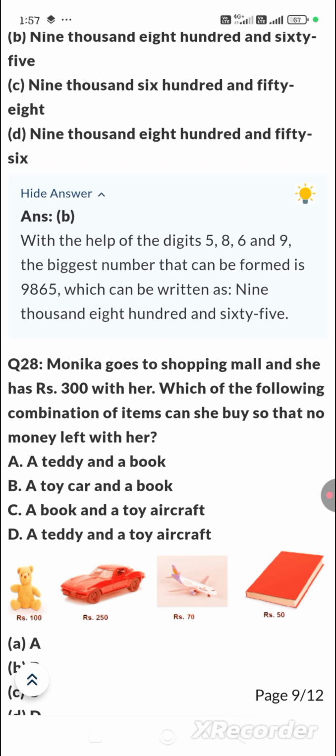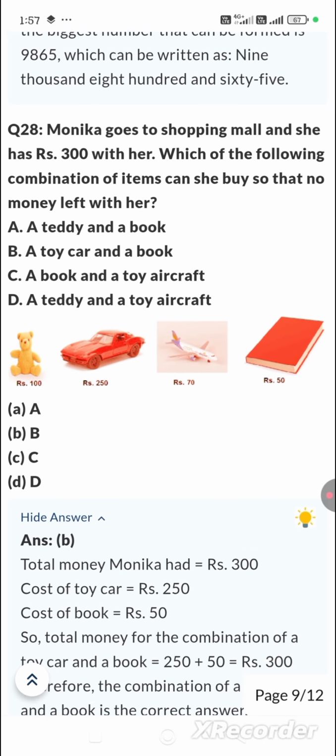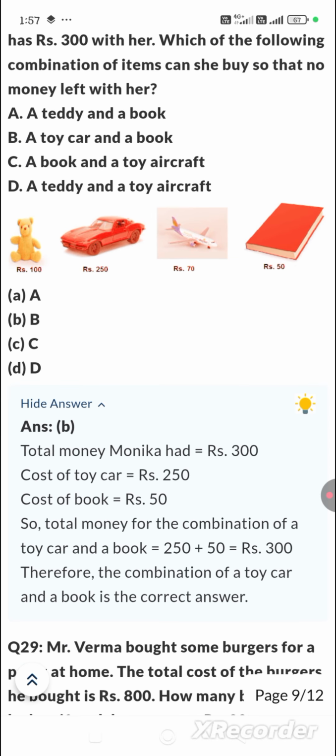9865. Monica goes to a shopping mall and she has rupees 300 with her. Which of the following combination of items can she buy so that no money is left with her? Answer is option B. Total money Monica had is rupees 300.